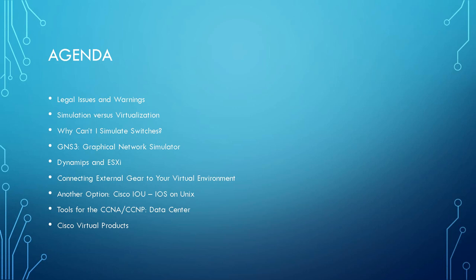After that, we'll go into some other options that you have out there. First is Cisco IOS on UNIX: how that works, what it does, how it's different. And then we'll start talking about the CCNA and CCNP for data center and the tools out there around UCS and Nexus, and what exists to take your lab down that route. And then finally, we'll cap off with some of the Cisco virtual products and how you can leverage those to learn as well.